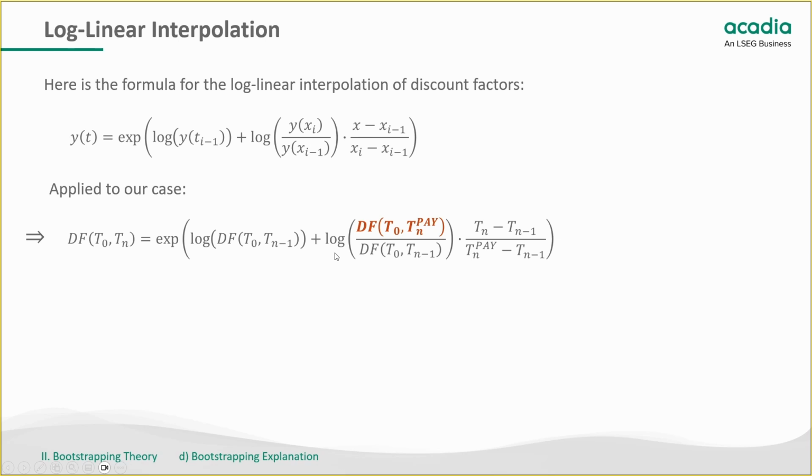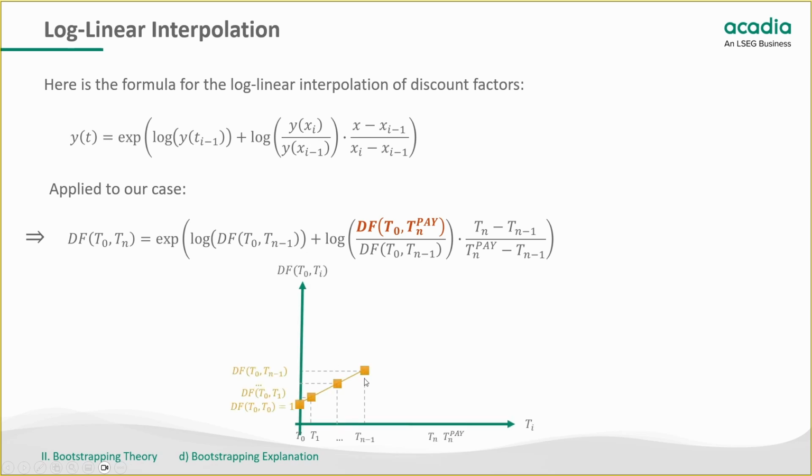And here it's the payment date. And just to get a bit more insight about how this interpolation process works in the context of bootstrapping and root finding algorithm, let's look at this graph. Up to Tn minus 1 in orange, we already know the discount factor's value for these dates.